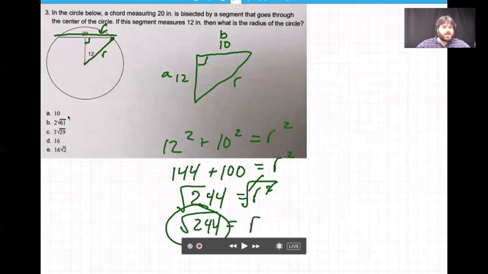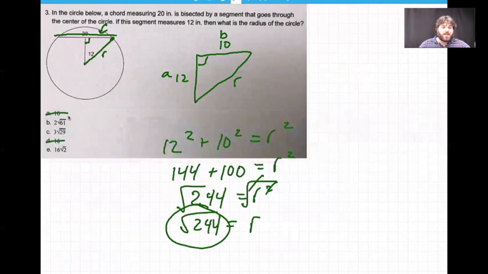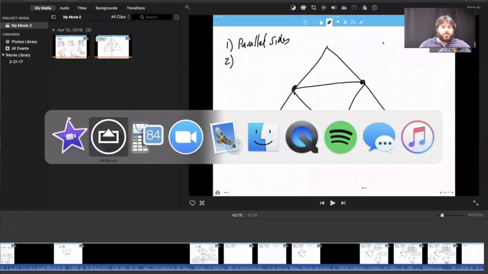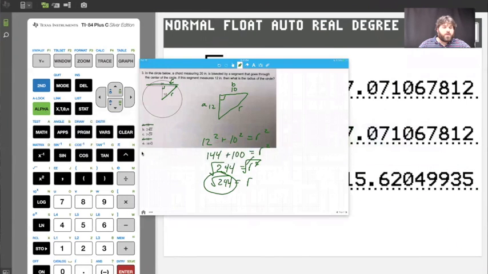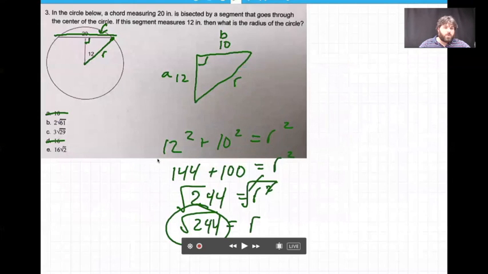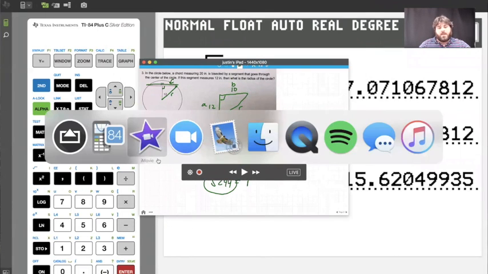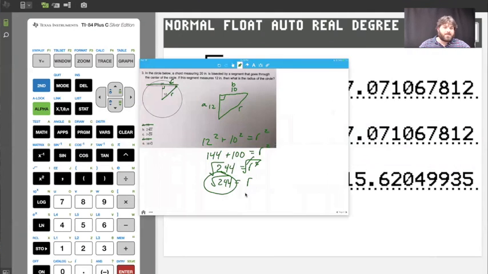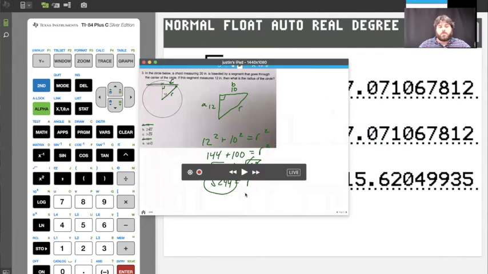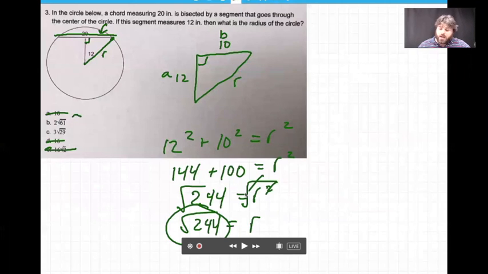So it can't be A, that's not 15.62. B, I don't know, maybe. C, I don't know, maybe. It can't be D because it's not 16.2. And if I think about it, the third choice is 16 times the square root of 2. Well, the square root of 2 is 1 point something. So would it be possible for our answer of 15.6 to be correct? No, 16 times something bigger than 1 will be bigger than 16. So I could actually choose E as not being the choice. So really, I narrowed it down to 2.